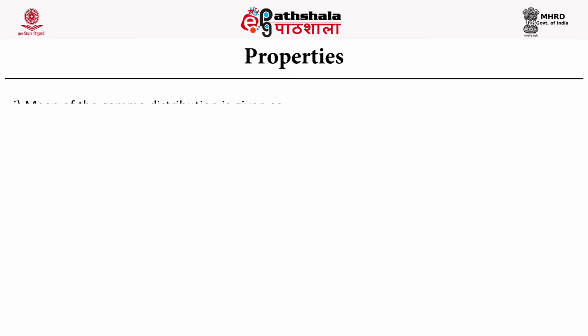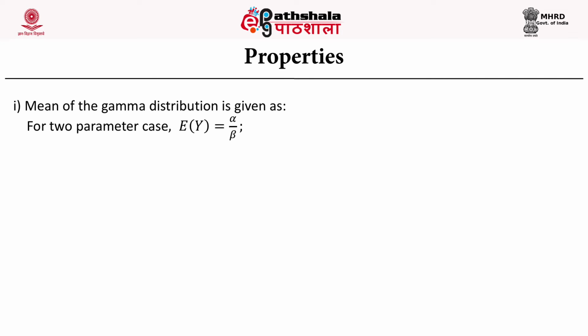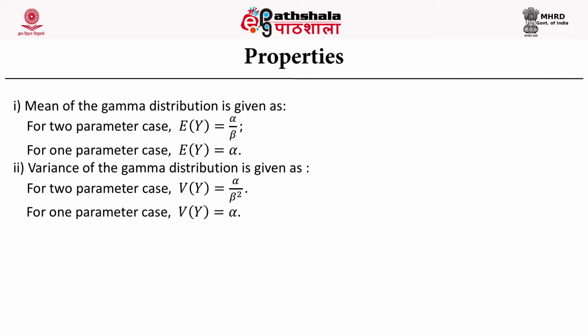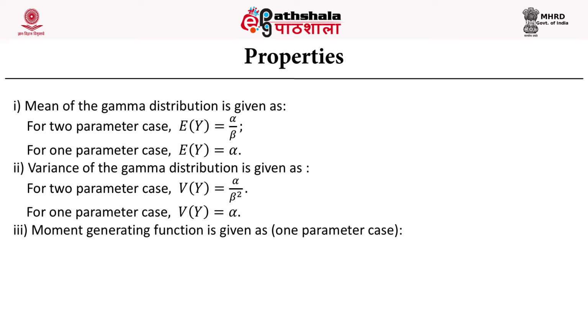Some of the properties of the gamma distribution are given here. The mean of the gamma distribution for the two parameter case is expectation of y, which is equal to alpha upon beta. For the one parameter case, expectation of y is equal to alpha. The variance of the gamma distribution for the two parameter case is variance of y, which is equal to alpha upon beta square. For the one parameter case, variance of y is equal to alpha. The moment generating function is given here as M of y at t, which is equal to 1 minus t power minus alpha, where mod of t is less than 1.